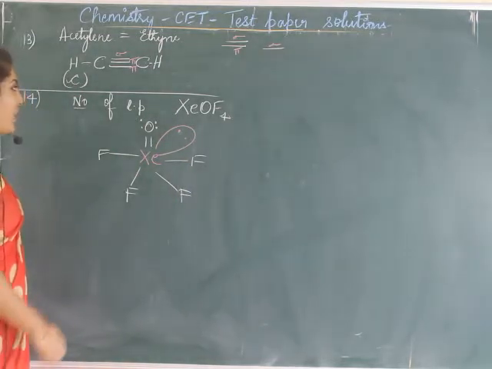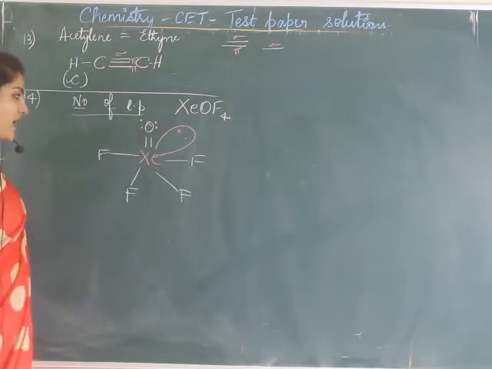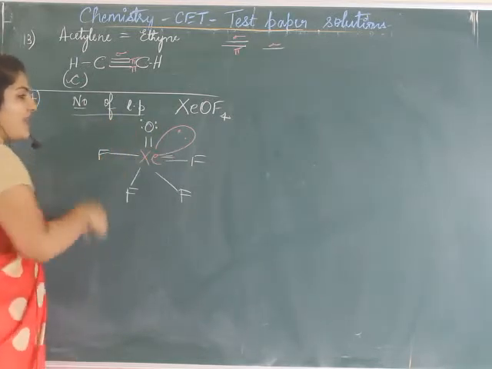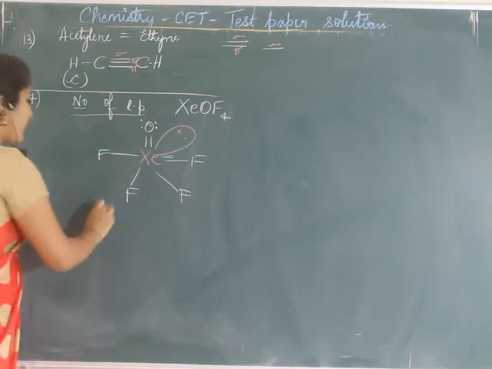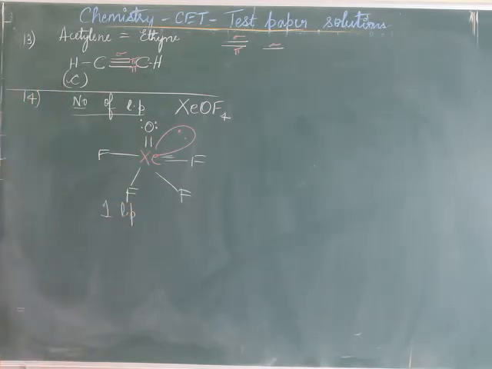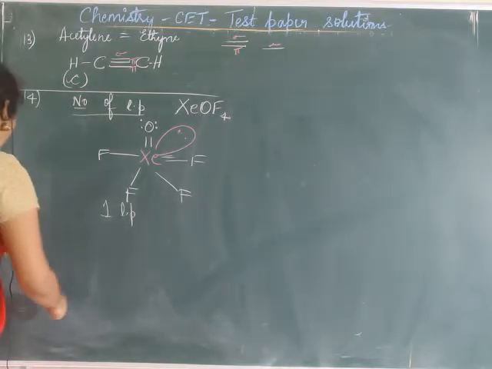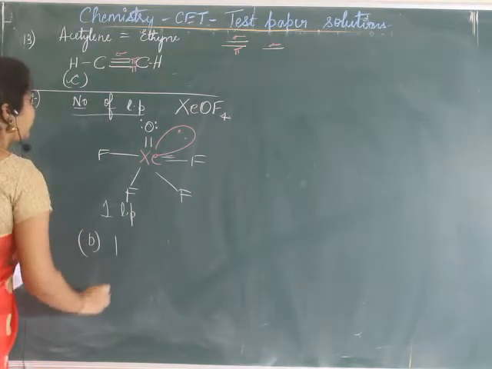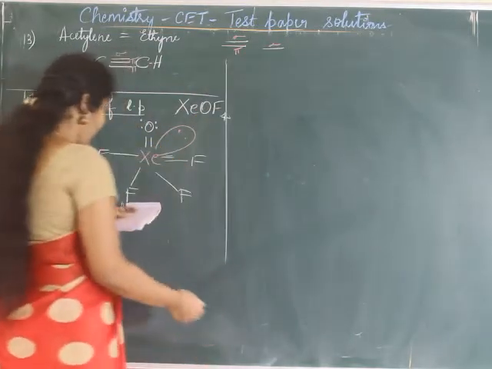So in xenon oxyfluoride, number of lone pair is asked. How many lone pair of electron it has? It has 1 lone pair of electron. Xenon central atom has 1 lone pair of electron. So option B1 is the right answer.